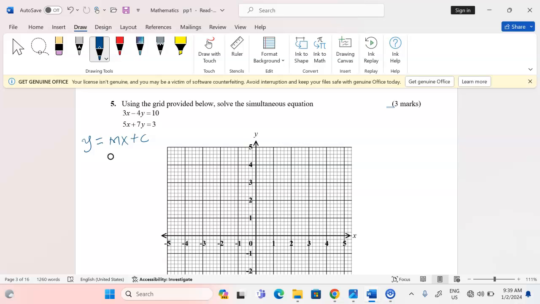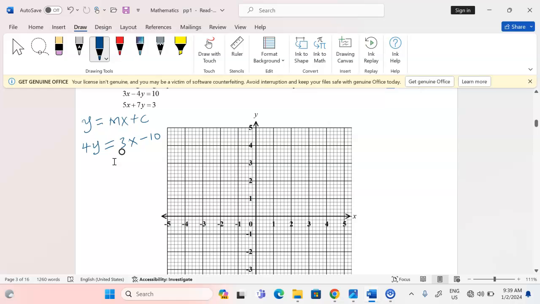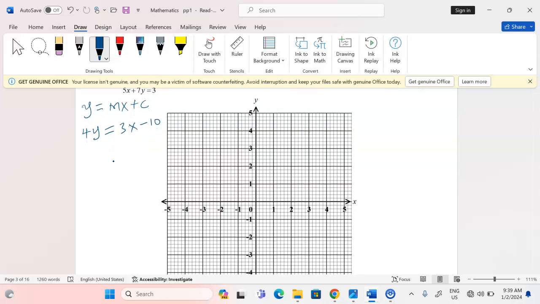Going to the first equation, we can have 4y at one side. This will be equal to 3x minus 10. 4y equals 3x minus 10. Now we can divide through by 4, so that we have y equals 3 over 4 x minus 10 out of 4, which can simplify to 5 out of 2. So that is the equation.